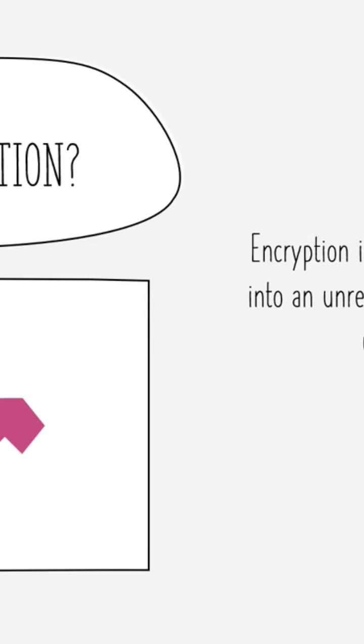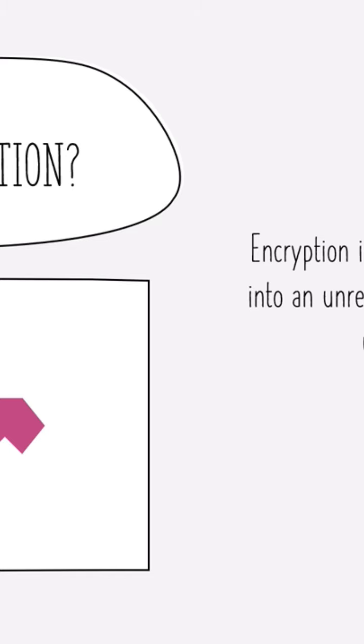So, encryption is the process of converting readable data, or plain text, into an unreadable format called ciphertext. This ensures that only those with the correct key can access the original data. Encryption is a fundamental tool for securing information.